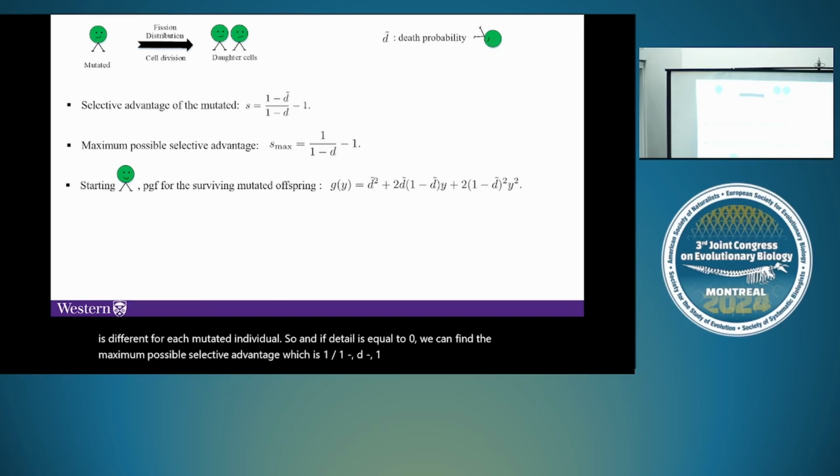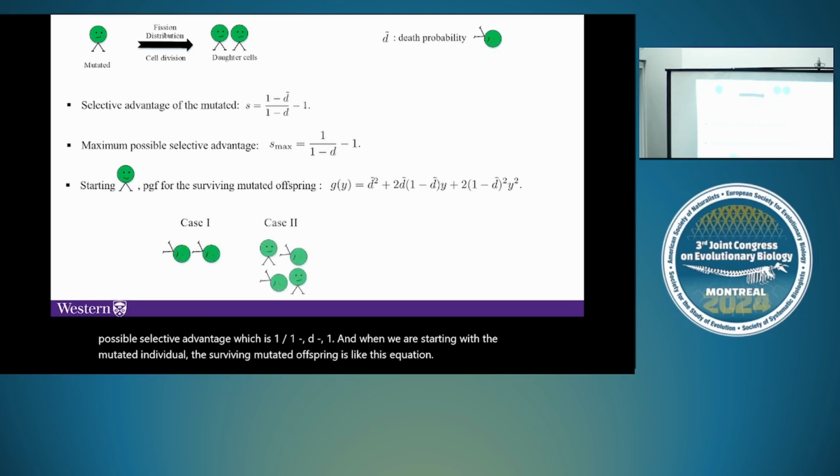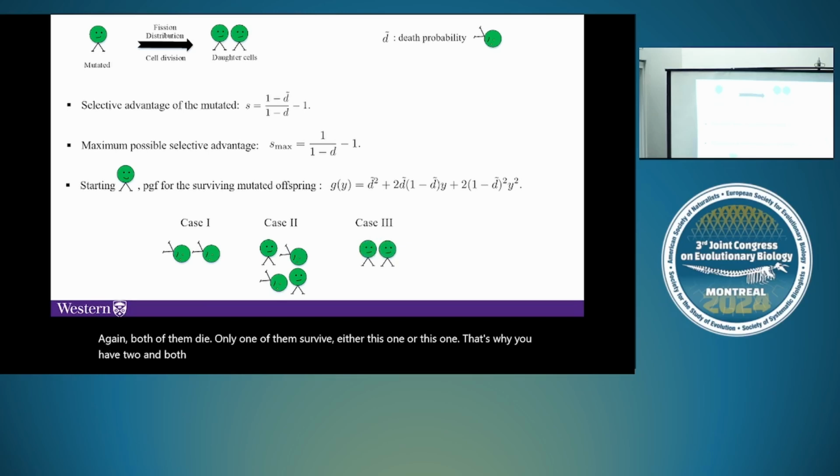When we are starting with the mutated individual, the surviving mutated offspring is given by this equation. Again, both of them die, or only one of them survives, either this one or this one. That's why we have 2. Or both of them survive.